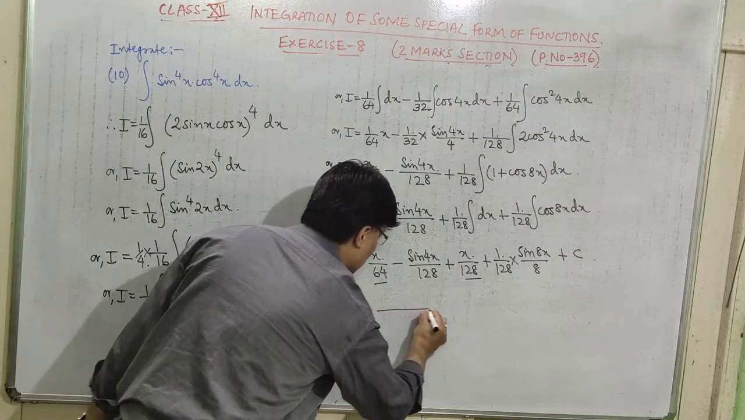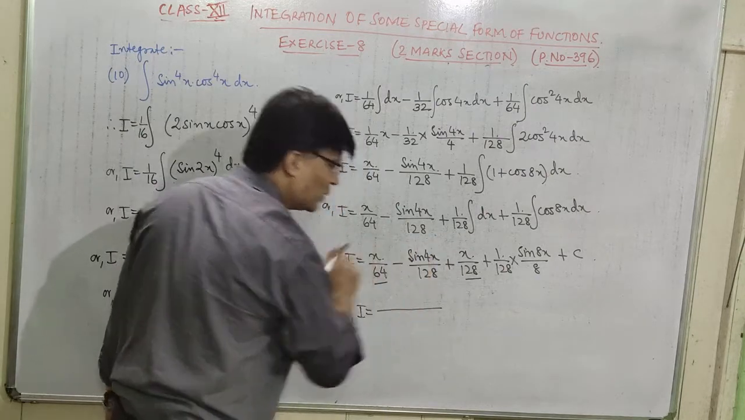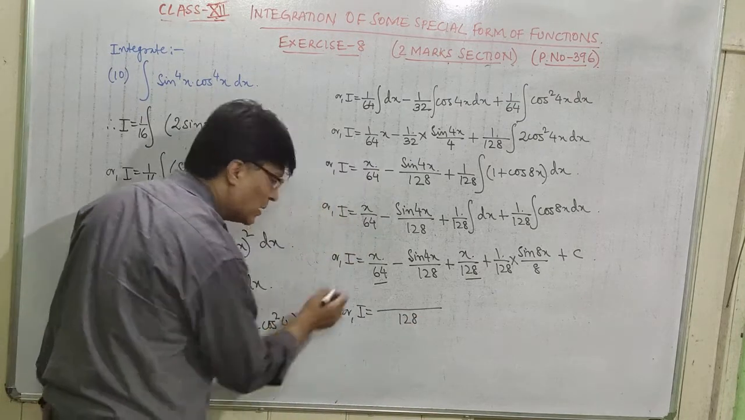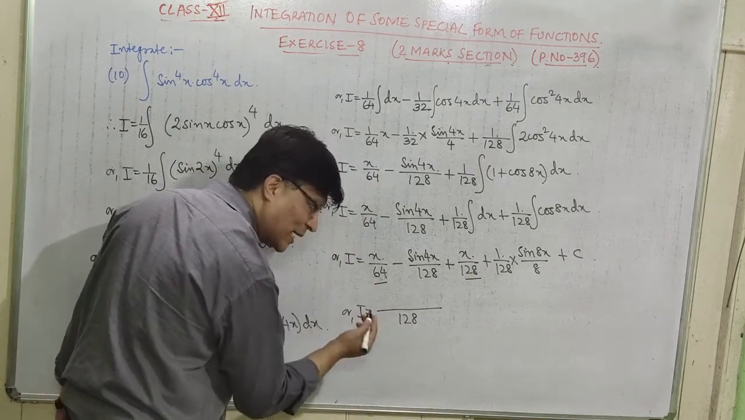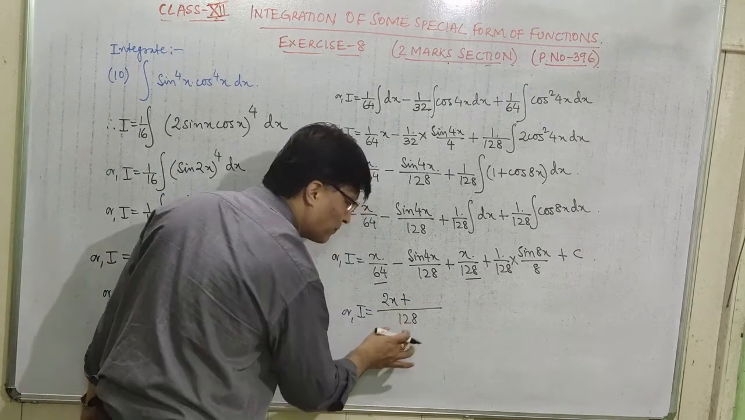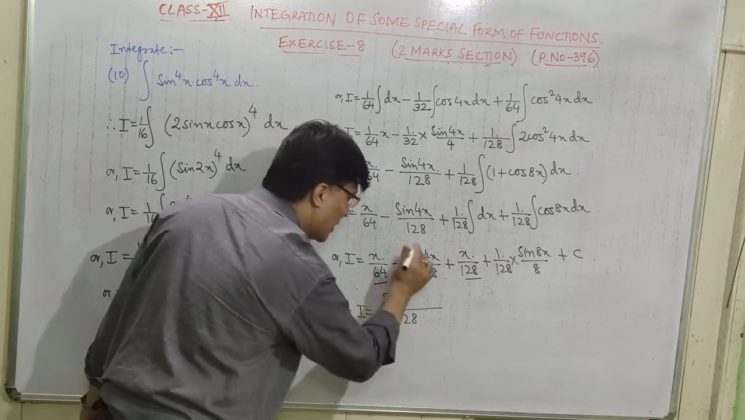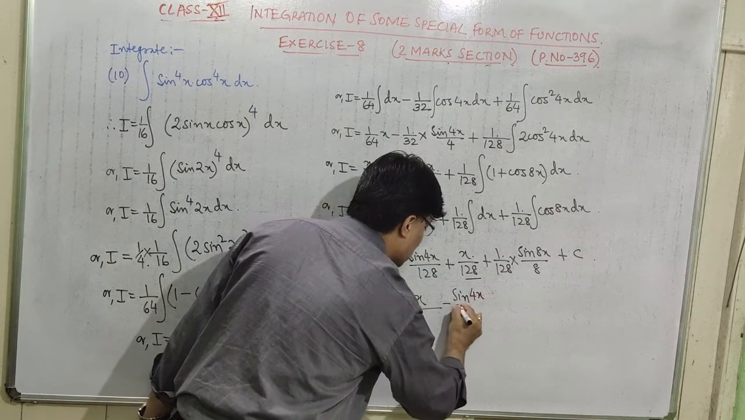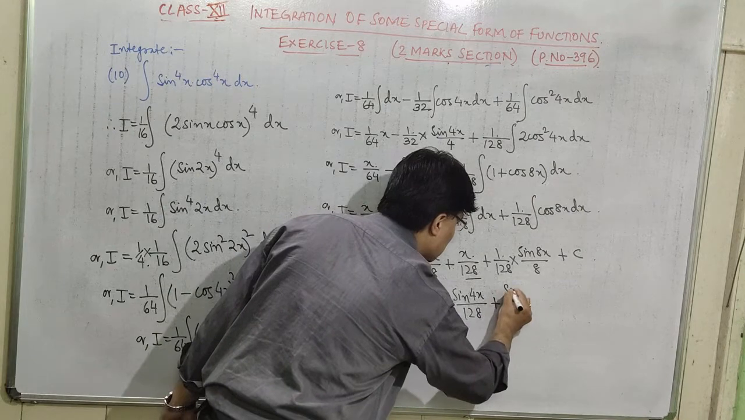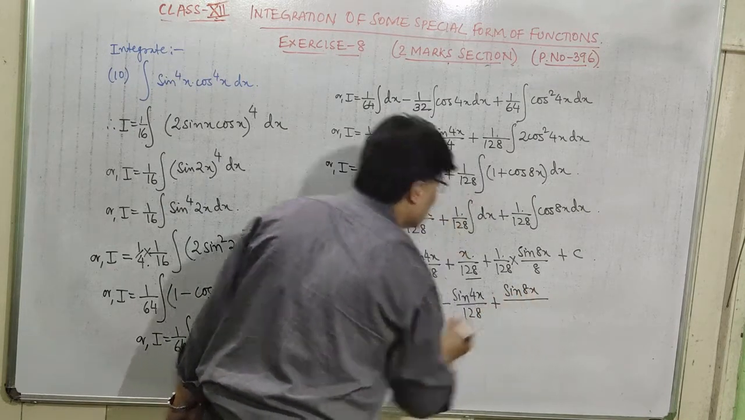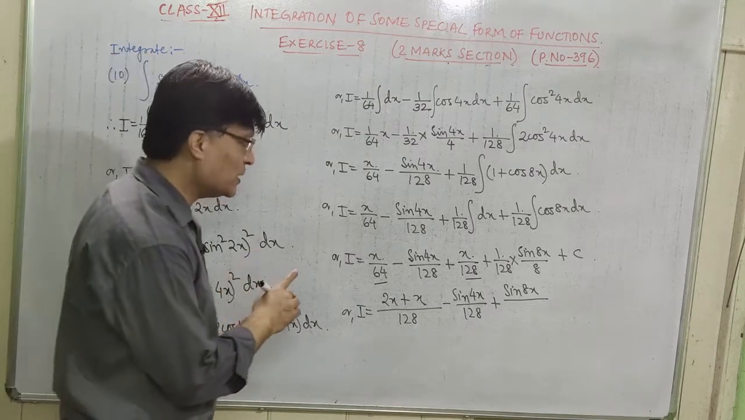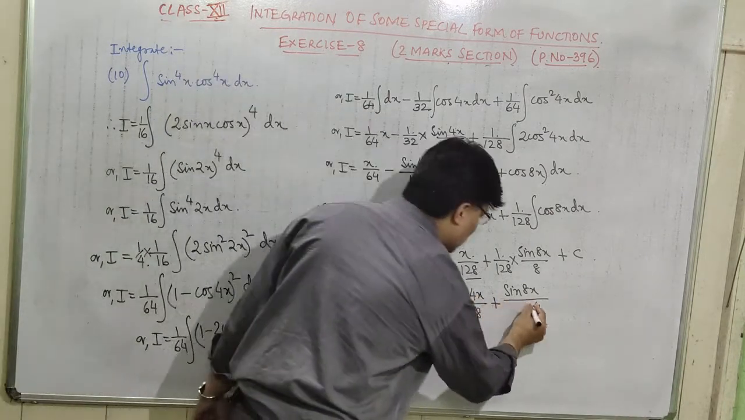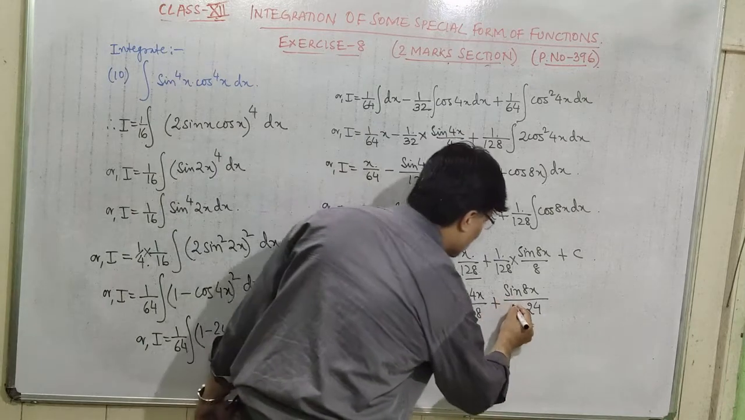Or I is equal to, now among this 64 and 128, what is the LCM of 64 and 128? This is 128. This 128 is divided by 64, that is 2 times 2 into x is 2x plus 128 is divided by 128, so it is 1 into x is x, right? Then minus sine 4x divided by 128 plus, this is sine 8x divided by, let us multiply 128 by 8. 8 8s are 64, 4 6. 8 2s are 16 plus 6 is 22, 2, then 2, 8 1s are 8 plus 2 is 10.